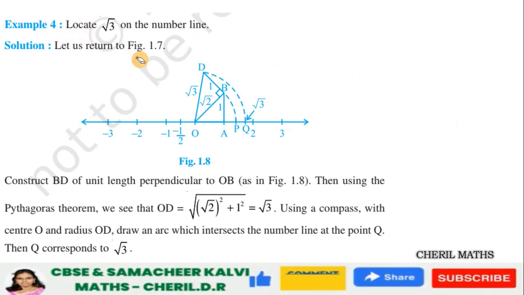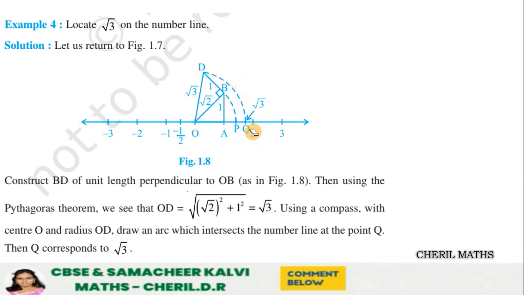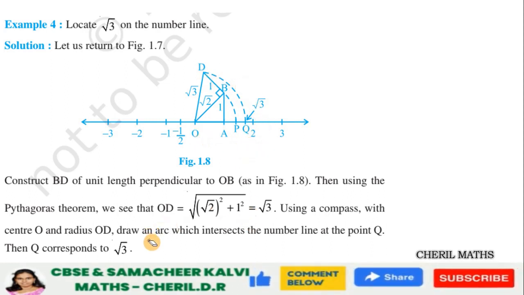Locate root 3 on the number line. So we are going to see this diagram. See here, you have OA here. For OA you got 1 unit. From that 1 unit we got this root 2. Now we are drawing another 1 unit here to get root 3. When you drop down you get OQ to be root 3. Is it clear, children? Yes. So this is how you will have to locate these numbers on the number line.